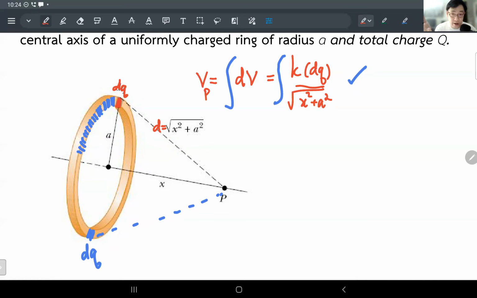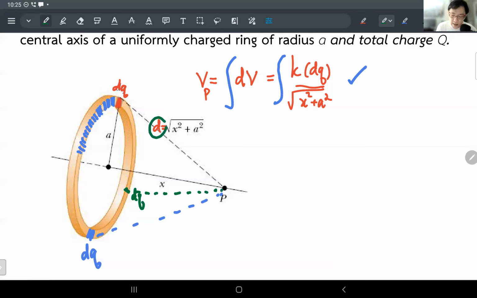Using the same expression here, K dq over distance. Okay, cool. Now, do you need to do the integral? Wait a second. This is the same type of problem that we saw before with the point charge distribution. All of the dq that we got from this ring are at the same distance d from the ring to point P. You guys seeing that? No matter where your dq is, the distance from the dq to point P is still that d, same thing.